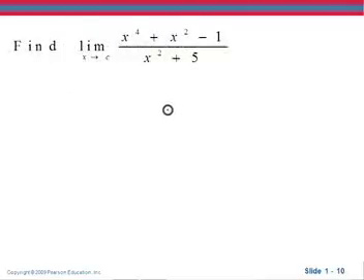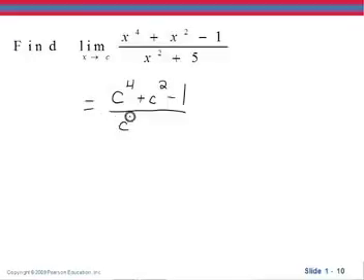We also looked at a limit law for rational functions. Remember, rational functions are the quotient of two polynomial functions. And the same limit law applies. As long as c is in the domain of the function, does not make our denominator 0, then we can find the limit as x approaches c of this rational function by just substituting c everywhere we have an x. So that will be c to the 4th plus c squared minus 1 divided by c squared plus 5.